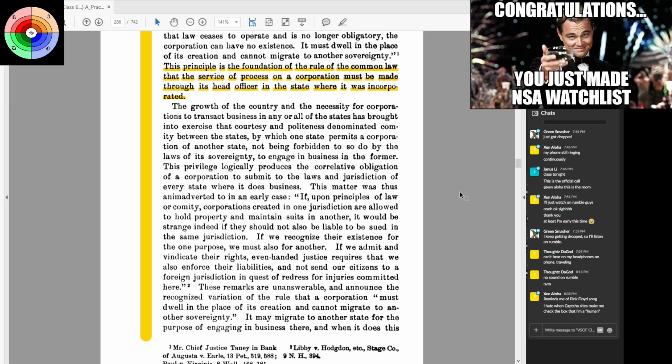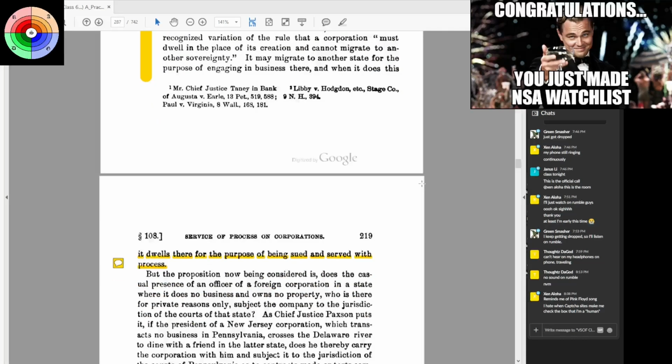Close quote. These remarks are unanswerable and announce the recognized variation of the rule that a corporation, quote, must dwell in the place of its creation and cannot migrate to another sovereignty, close quote. It may migrate to another state for its purpose of engaging in business there, and when it does this, it dwells there for the purpose of being sued and served with process.